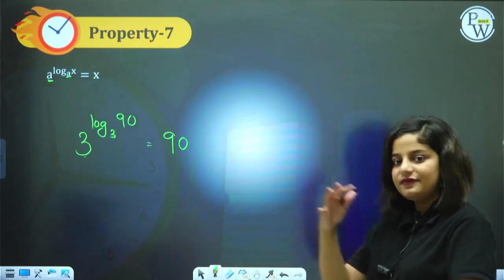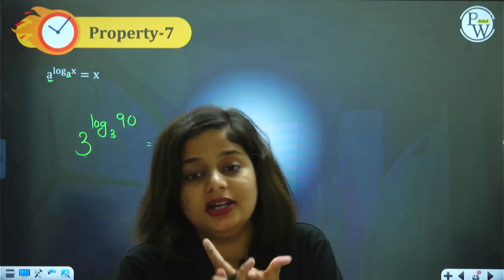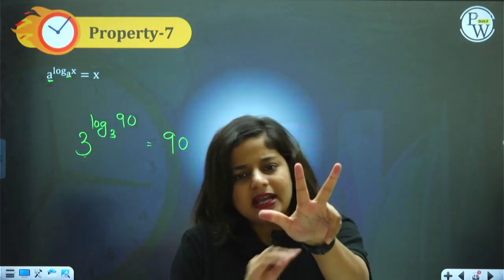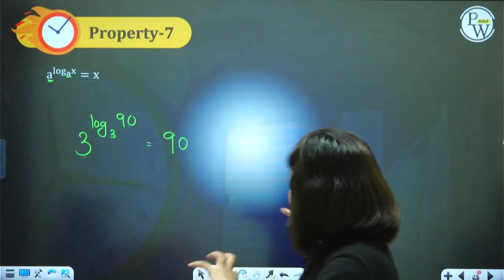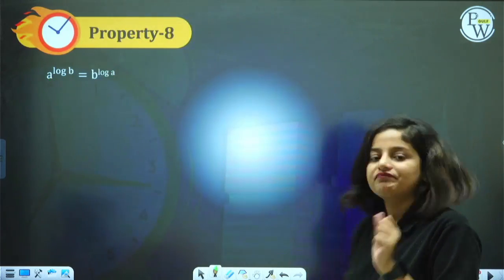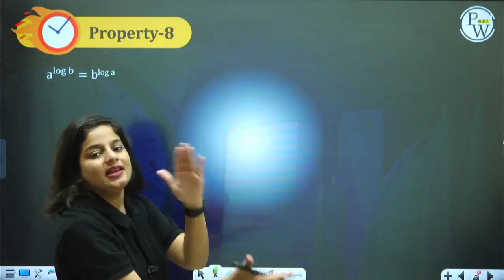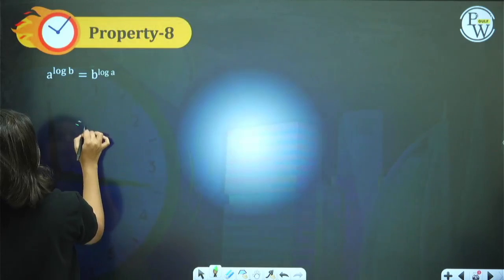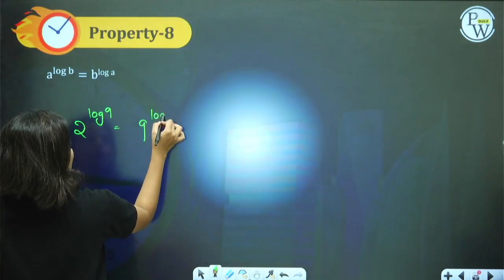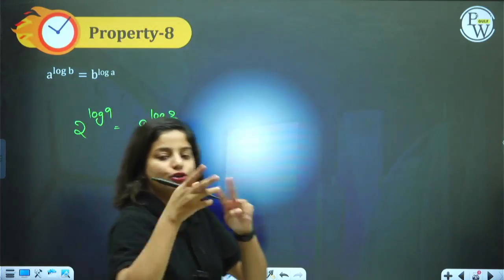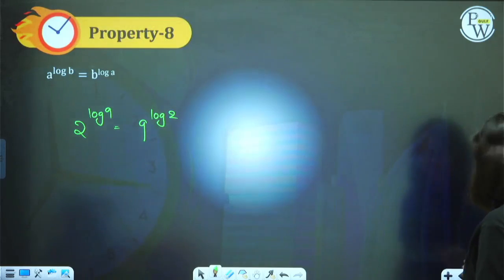Many of the students forget by the time they reach class 12 because generally we use exponential, product and quotient. These three are used very frequently. After that, change of base law. So this property is less used. We tend to forget. Another important property: a raised to log b is same as b raised to log a. Suppose you have 2 raised to log 9. You can also write it as 9 raised to log 2. Interchange. Very much possible. Nothing wrong.